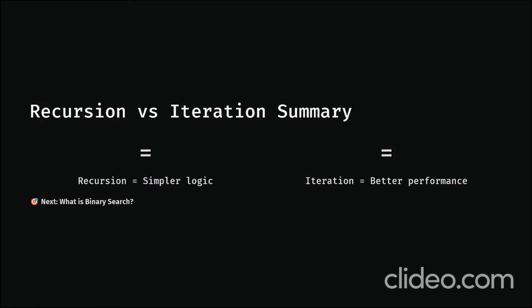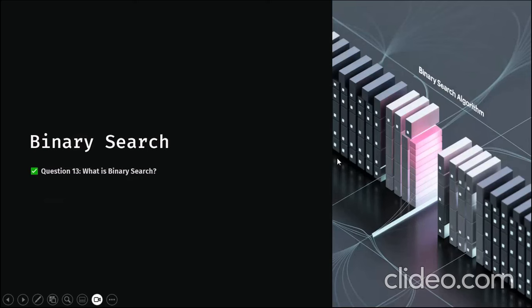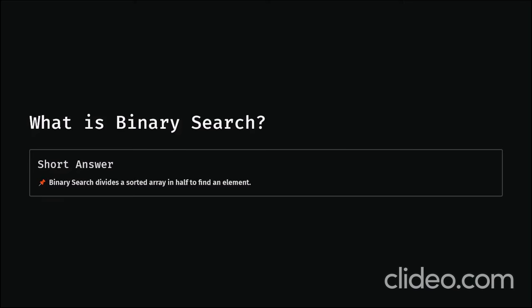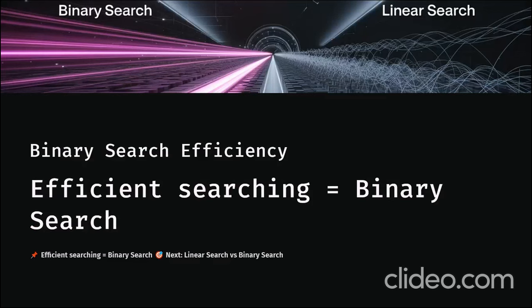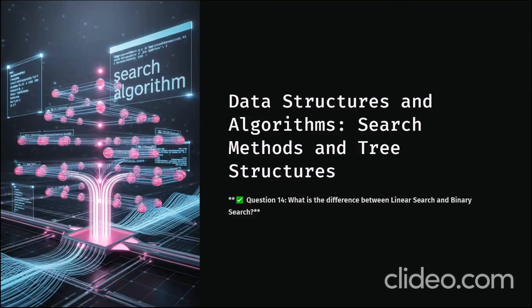Let's move to the next question. And the question is, what is binary search? Binary search divides a sorted array in half to find an element. It works only on sorted data. Step 1: compare the middle element with the target. Second, eliminate half of the data. And the third one, repeat until found or low is greater than high. Right? So binary search is efficient searching. Right? Let's move to the next question.